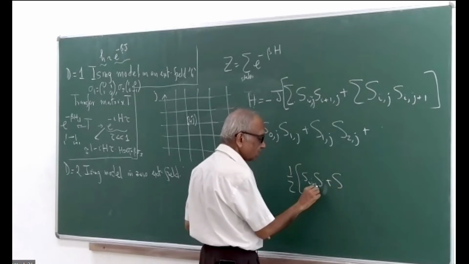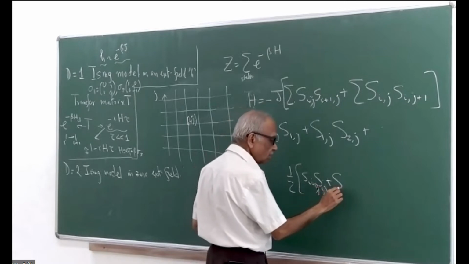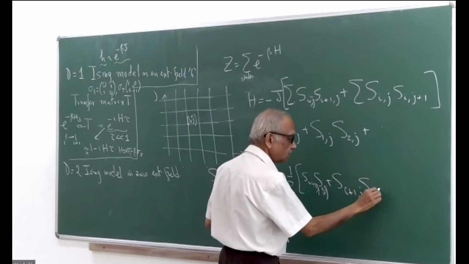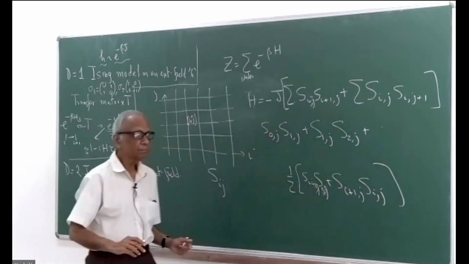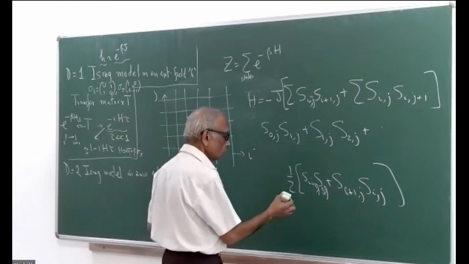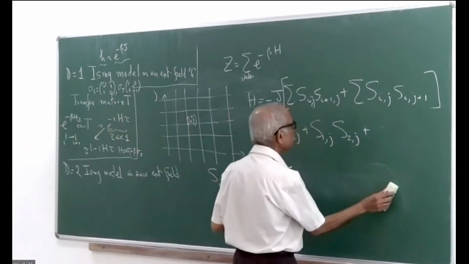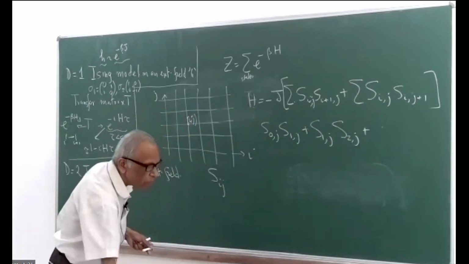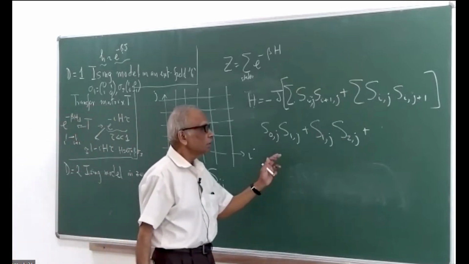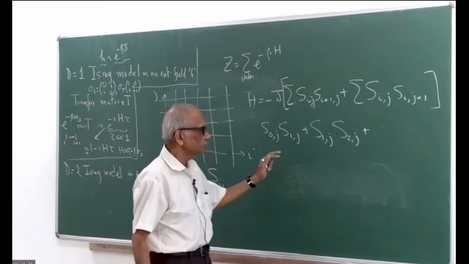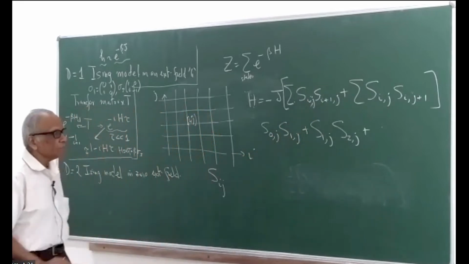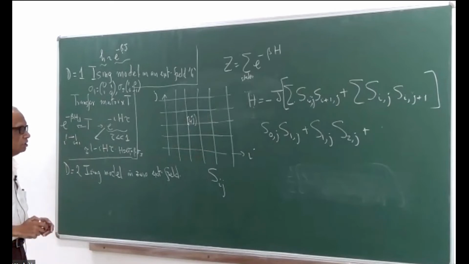Sorry, this is S_ij S_{i+1,j} plus S_{ij} S_{ij}. That would be the, yeah. So, I mean, I am just avoiding writing that, but at some point we will have to put in that half. So, all right, that is what it looks like.